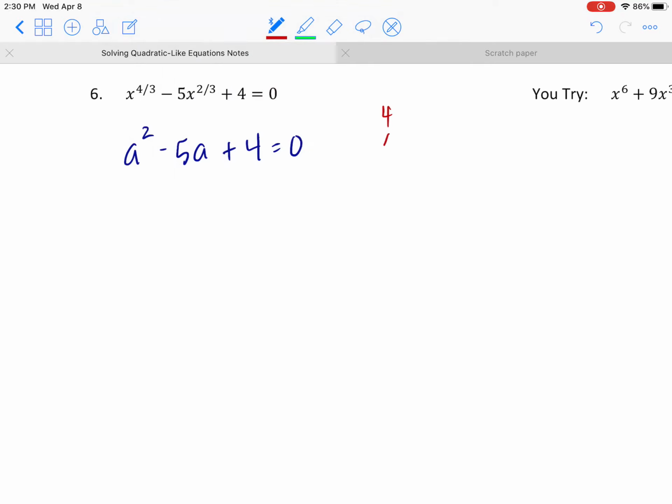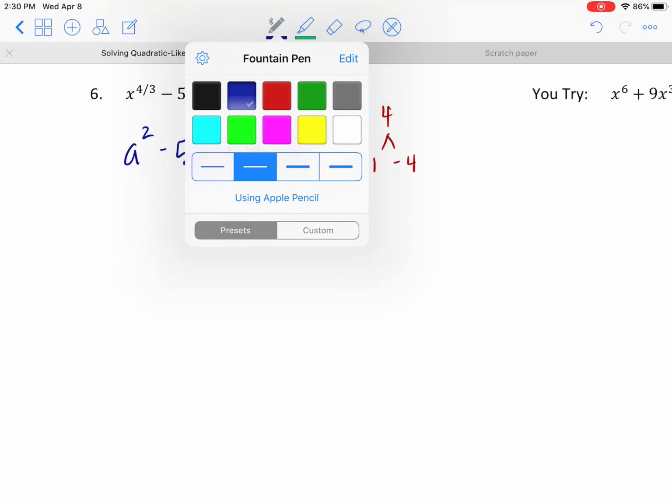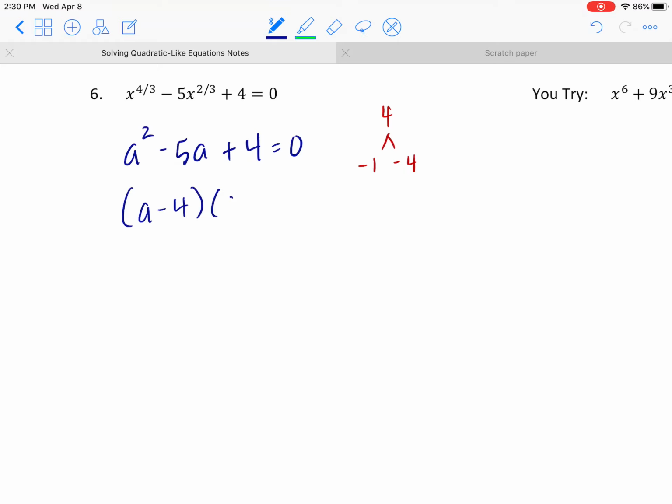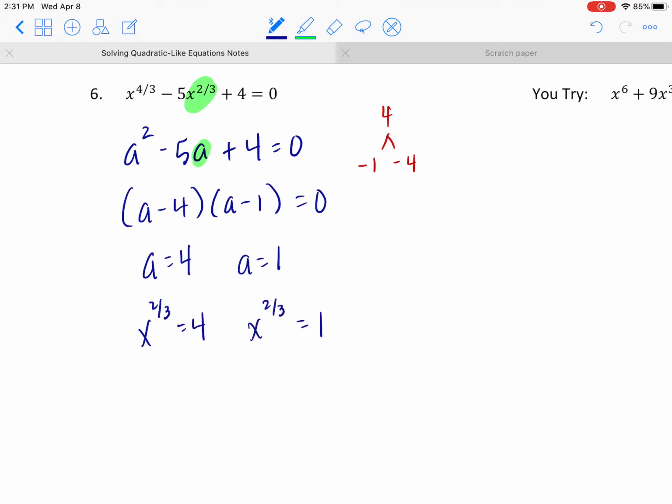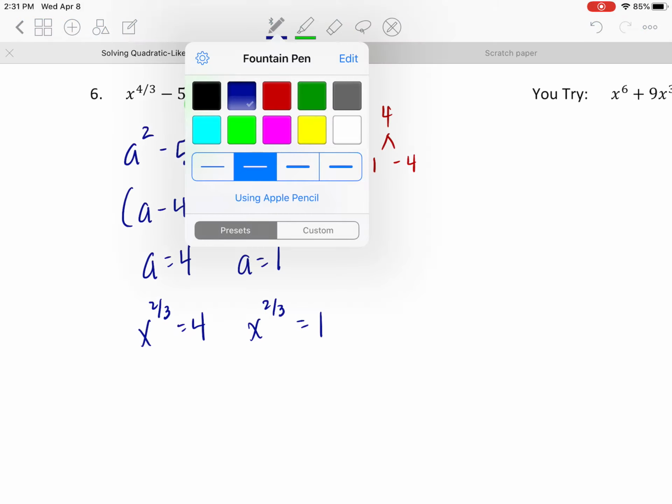Okay? So I got another fun one here with some fractions. These tend to make people hesitate a little bit, but same process. So I'm going to have 1a squared minus 5a plus 4. I'm going to find the factors of 4 that make -5. So this thing factors into a minus 4, a minus 1. And that means a has to equal 4 and a has to equal 1. Now I'm going to replace a with what a replaced, that original middle variable. So this becomes x to the 2/3 equals 4, and x to the 2/3 equals 1.